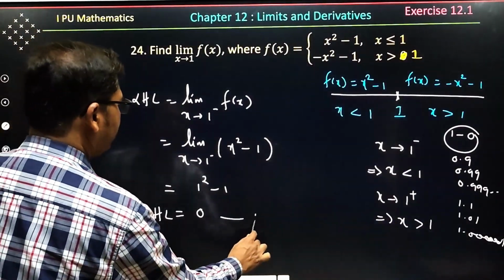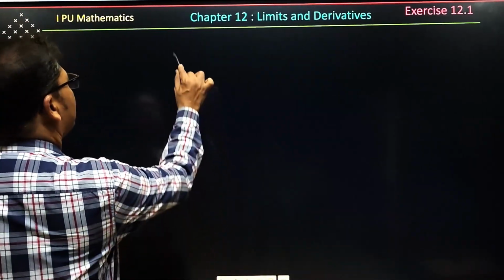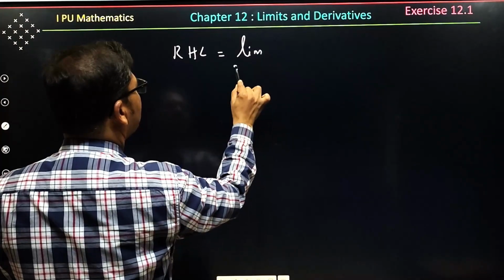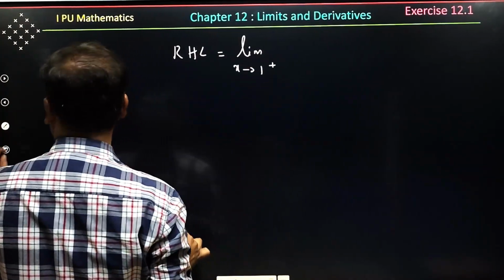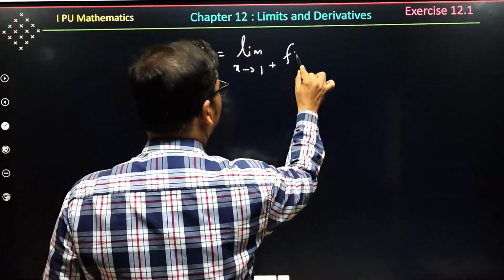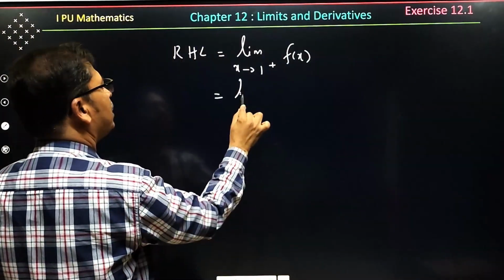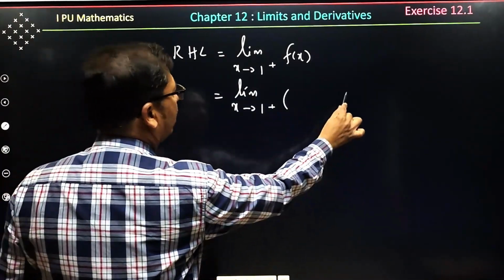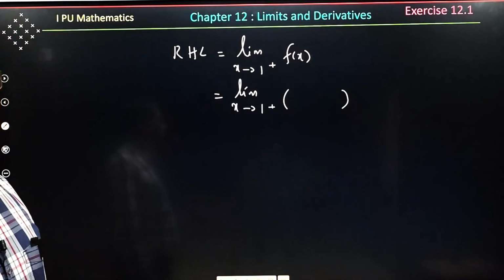Now let me calculate the right hand limit. Right hand limit is equal to limit x tends to 1 plus. In the neighborhood of 1 you are calculating, so 1 plus, definitely f(x) here. So what do you need to take for f(x)? What f(x) will you take? I will write limit x tends to 1 plus. What should I put for f(x) here? You must tell me. What to write?